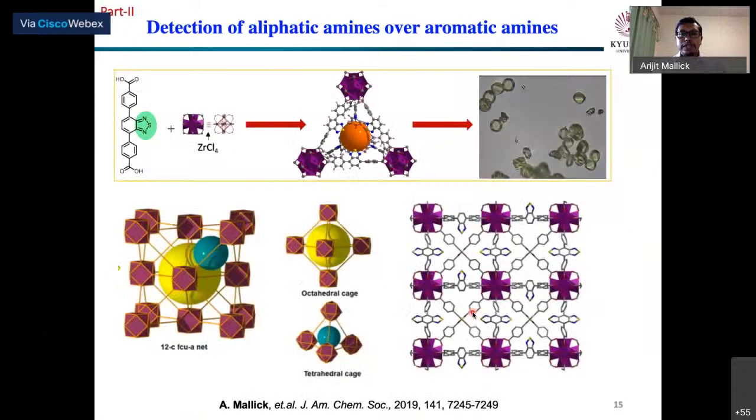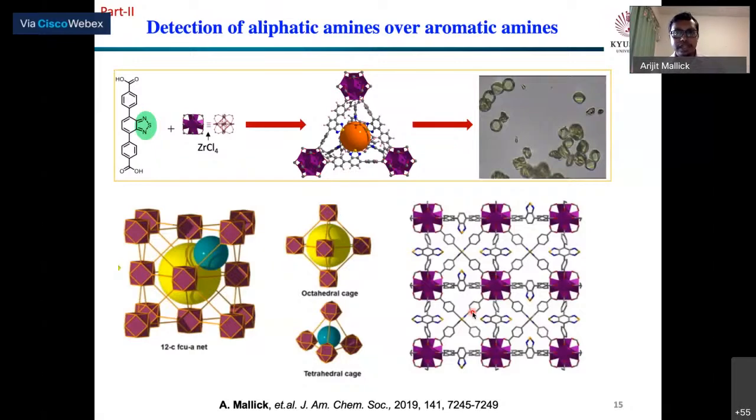Now I'll come to the second part of our work. Here, previously I have shown the amine sensing by quenching method. But another important method would be if we can do fluorescent enhancement. And also previously I have shown that the sensing was done in acetonitrile medium. But the sensing can be more prominent if we can do it in aqueous medium.